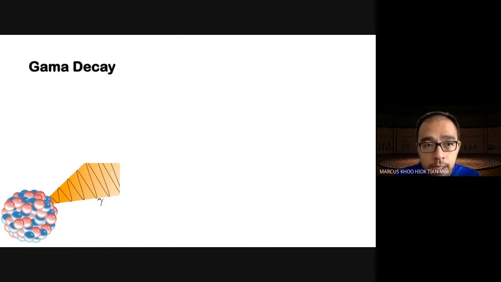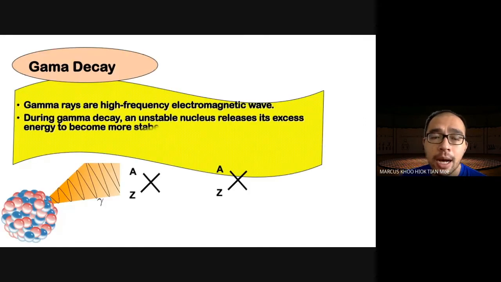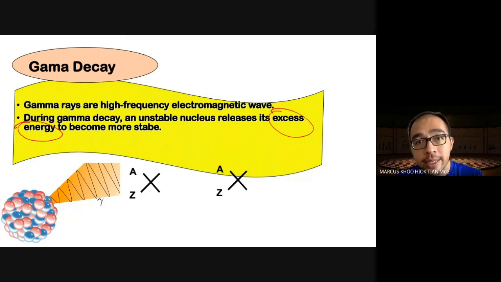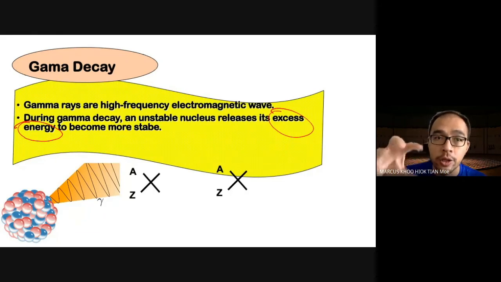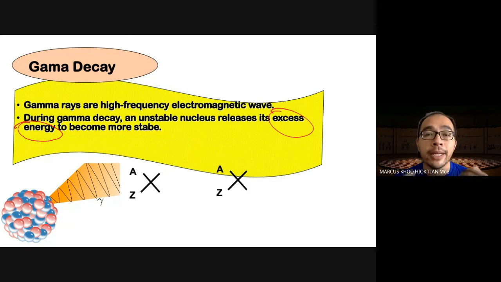So gamma decay. Gamma rays are high frequency electromagnetic waves, and during gamma decay, an unstable nucleus just releases its excess energy. So alpha decay is the releasing of an alpha particle, which is a helium atom. In beta decay, the neutron decomposes into one proton and one electron, and that electron is the one that is released. But in gamma decay, it is a release of excess energy.